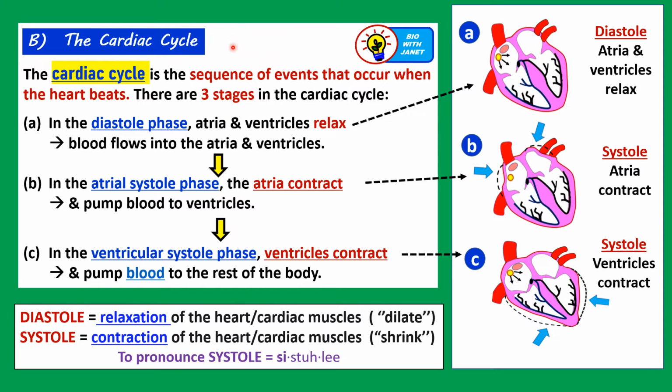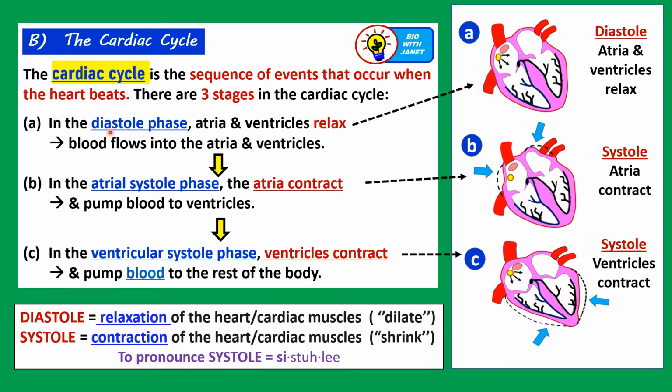Let's now find out about the cardiac cycle, which is the sequence of events that occur when the heart beats once. So in one heartbeat, you have a relaxation phase, then contraction of atria, and then contraction of ventricles. Relaxation, contraction of atria, then contraction of ventricles. There are three stages in the cardiac cycle. The relaxation phase is also called the diastole phase.